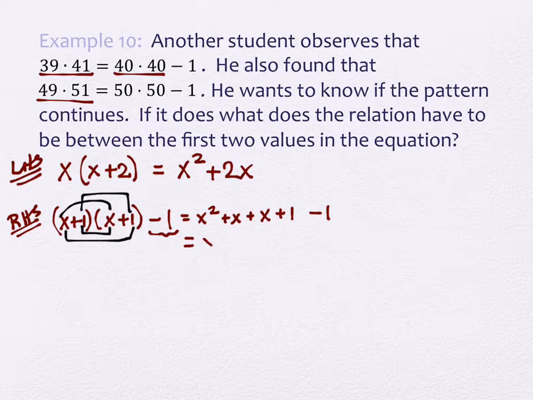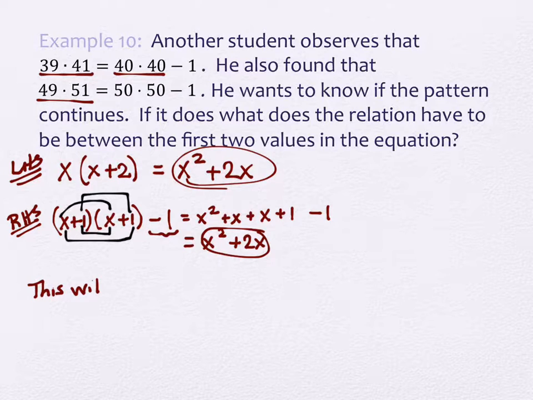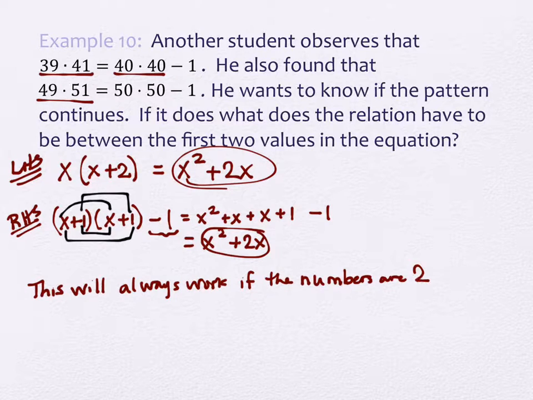Okay, so if I combine like terms, I have x squared and then what? 2x. And then the plus 1 minus 1 cancel, right? So this actually does always work if the two numbers are 2 apart. All right? So this will always work. If the numbers are 2, or let's say differ by 2.